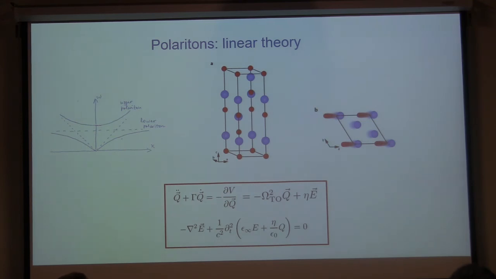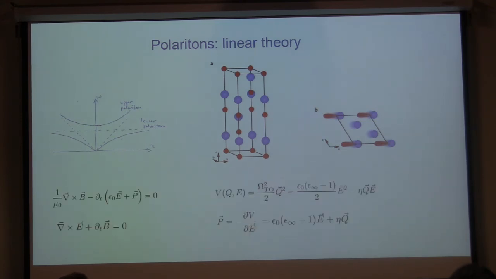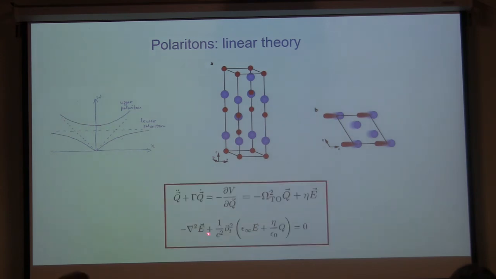And at the same time, we have this relation between polarization and electric field, and we can put it into the Maxwell equation. Actually, we can condense two Maxwell equations into just one equation on the electric field. So now we have to solve together these two equations, and that's how we get this upper polariton and lower polariton.